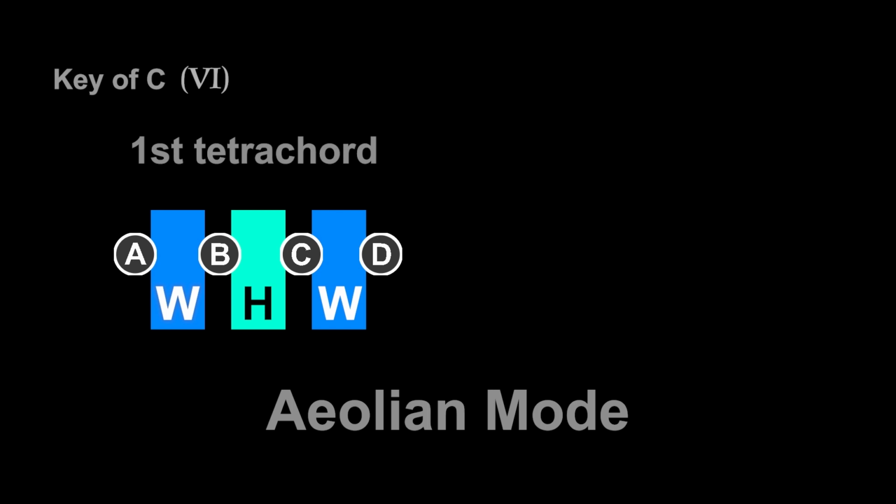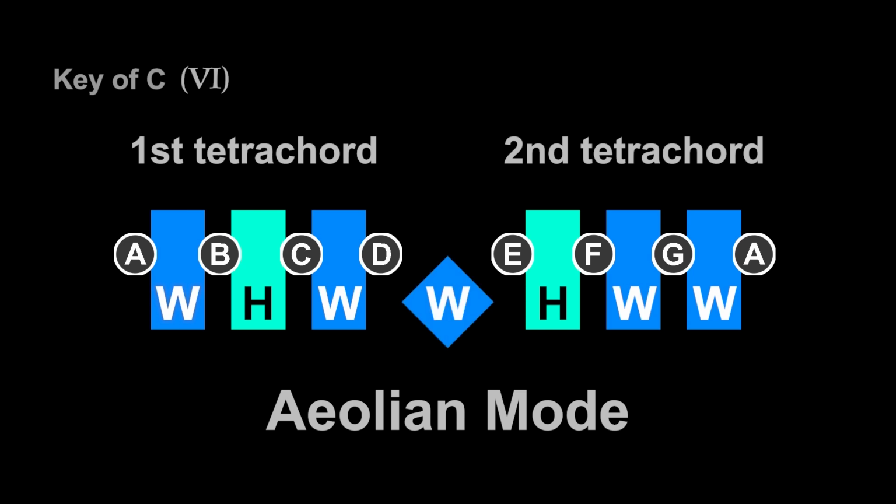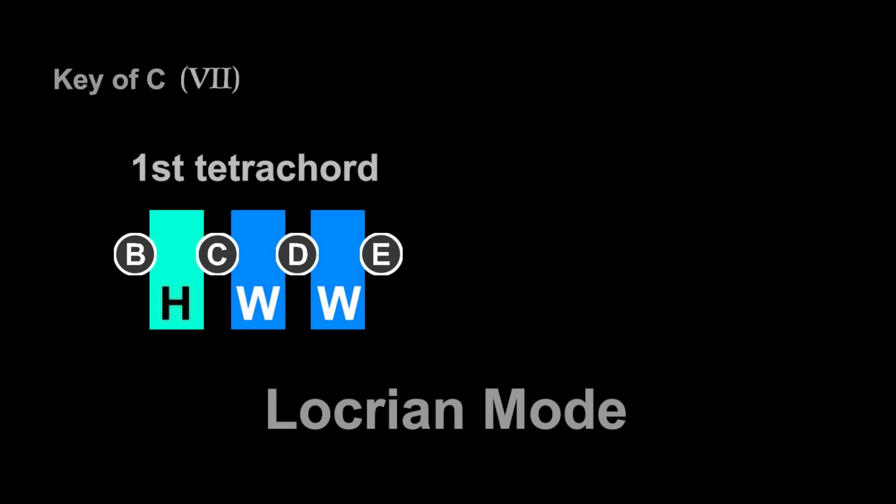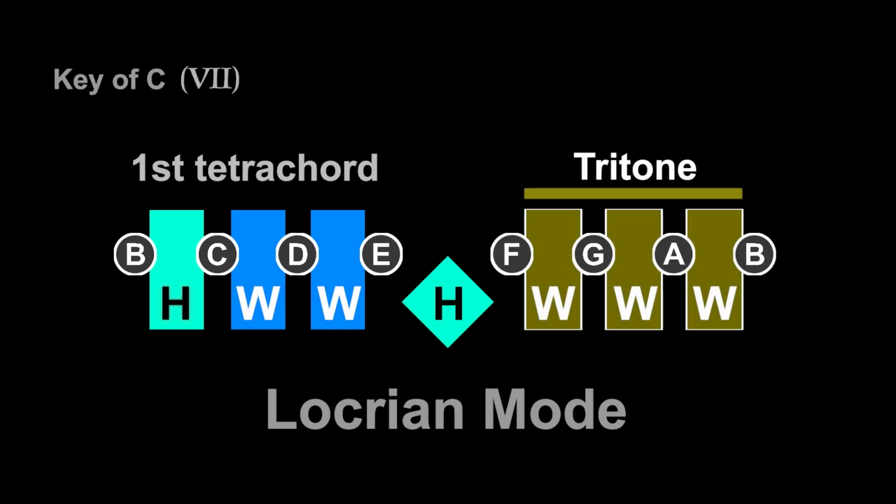The next mode, Aeolian mode, begins with that same tetrachord, whole, half, whole, and ends with the tetrachord that we find in the Phrygian mode, half step, whole step, whole step. The 7th mode begins with that same tetrachord, half, whole, whole, followed by the tritone, 3 whole steps in a row. That's the architecture of the modes.